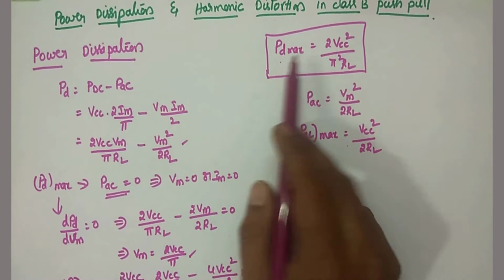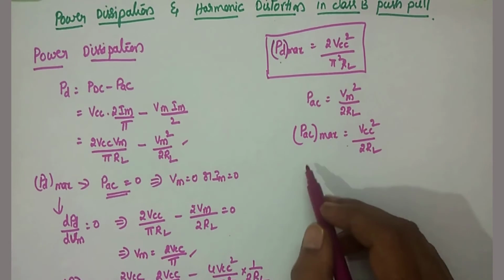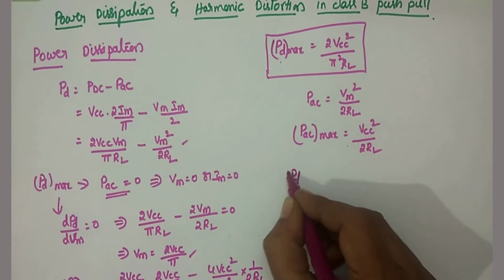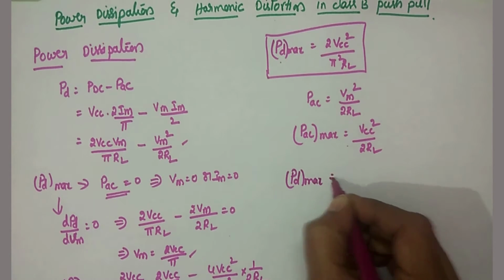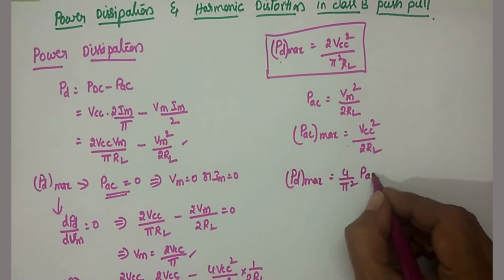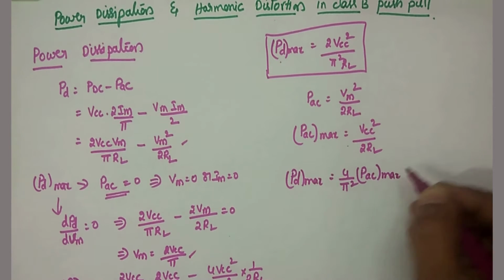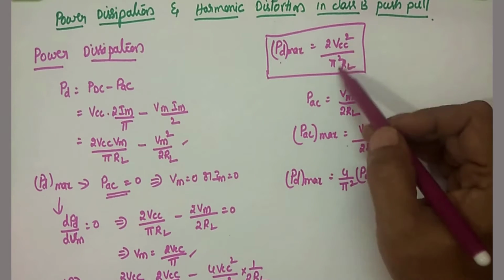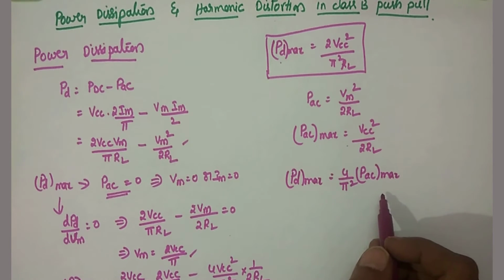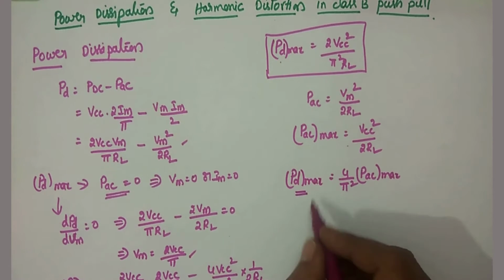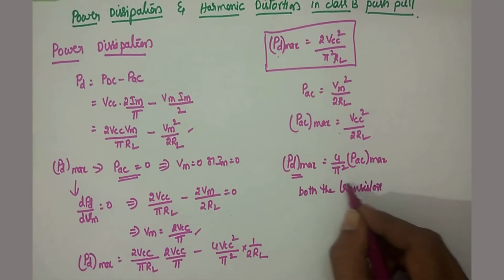Now what is PD max? This is PD max and this is PAC max. If you observe the two, you can express your PD max as 4 by pi square PAC max. In the place of VCC square by RL, you substitute 2 PAC max. So you'll get 4 by pi square PAC max. Okay, so what is this PD max? This is the maximum power dissipated by both the transistors.